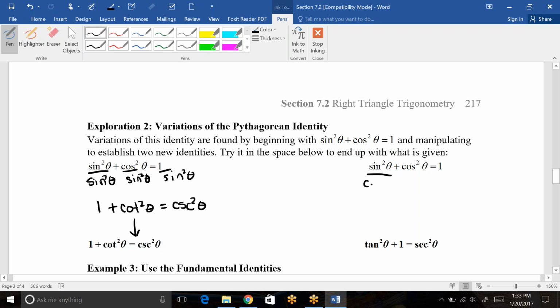To get the other variation that involves tangent, we divide everything by cosine squared. In other words, we make this term 1. So we're just trying to manipulate this to see that we can use the other trig functions too. So sine over cosine is tangent of theta. Cosine over cosine would be 1, because they're both squared, so they match, and 1 over cosine squared would be secant squared. So that's how they came up with this formula.